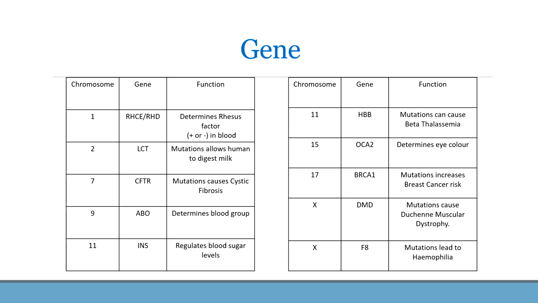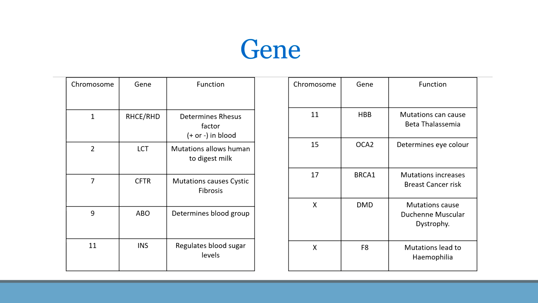This table shows a few genes, the chromosome that has the gene, and the function of the gene. In some cases, mutations in the gene will cause health problems. For example, a mutation in the BRCA1 gene on chromosome 17 increases the risk of breast cancer. If a mutation is on a sex chromosome, the resultant health issue will be more likely in one gender.